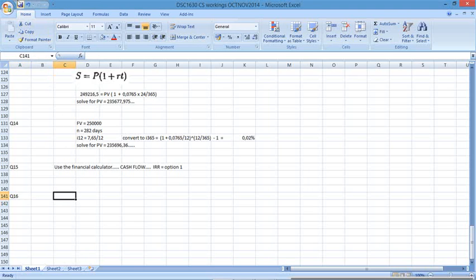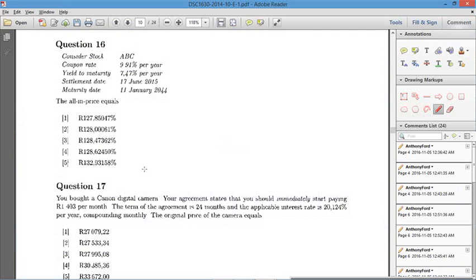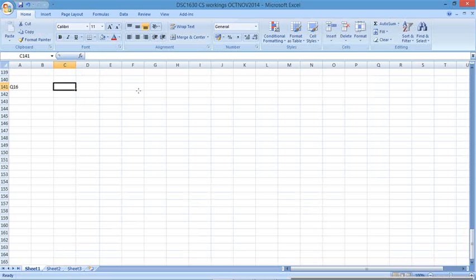Question number 16. 16 is a bond calculation. You can see by looking at it, and they're asking you to work out the all-in. So we're looking for the all-in price at settlement date. So we're going to need to draw a timeline. We've got 1st January 2044, that's the maturity date. So let's draw a timeline.